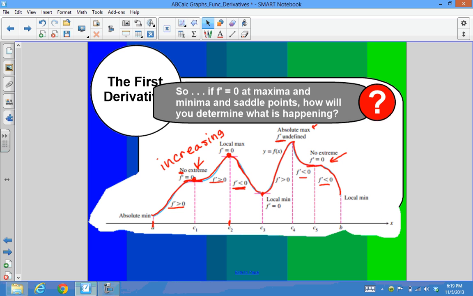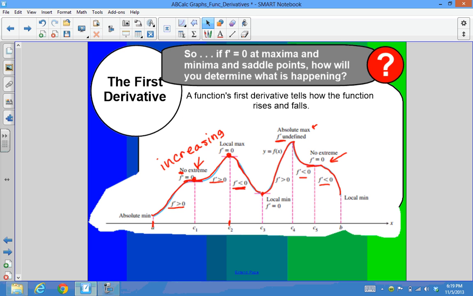As you look at this, maybe I should put it up here. So if f prime equals 0 at maxima and minima and saddle points, how are we going to determine what's happening? Well, that's pretty simple because we're going to have the signs changing. Right here, f prime equals 0. I'm changing color so you can tell. Right here, f prime equals 0, but to the left, these were both positive. The signs didn't change, so therefore I knew it had to be a saddle point.